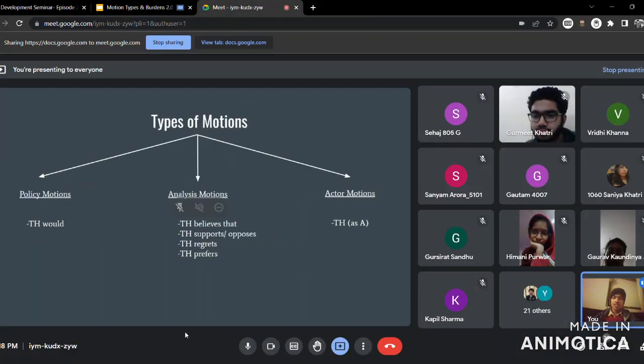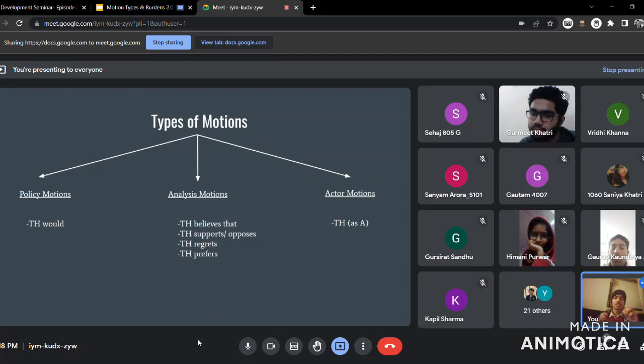Cool. So these are the different types of motions. Broadly, three categories. One is policy motions, second is analysis motions, and third is actor motions. Policy motions start with the wordings this house would. This can be like this house would ban drugs. I'm sorry, I use that motion a lot, but that's a pretty simple motion, so that's why. Or maybe like this house would implement universal basic income or things like that. So any motion that starts with the words this house would is a policy motion.